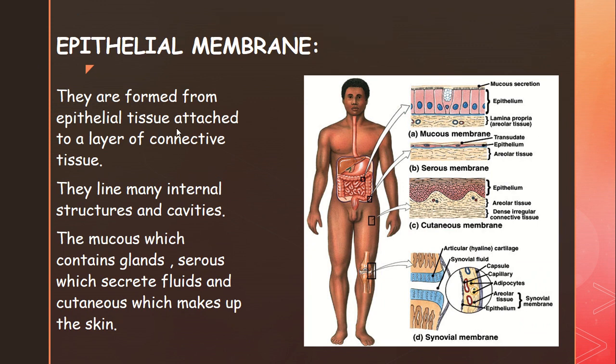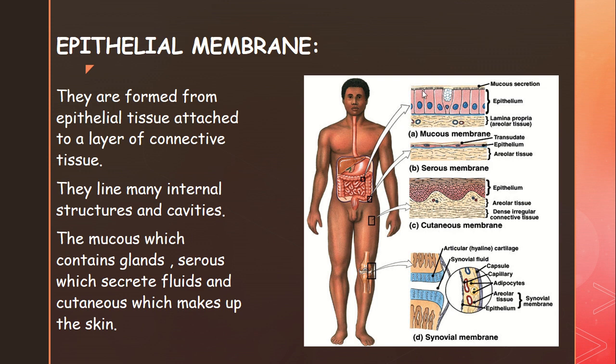They are formed from epithelial tissue attached to a layer of connective tissue. They line many internal structures and cavities. The mucous membrane contains glands and produces mucus fluid. The serous membrane contains and secretes serous fluid. And the cutaneous membrane is the one we normally take as skin. So these are the three types of epithelial membrane.